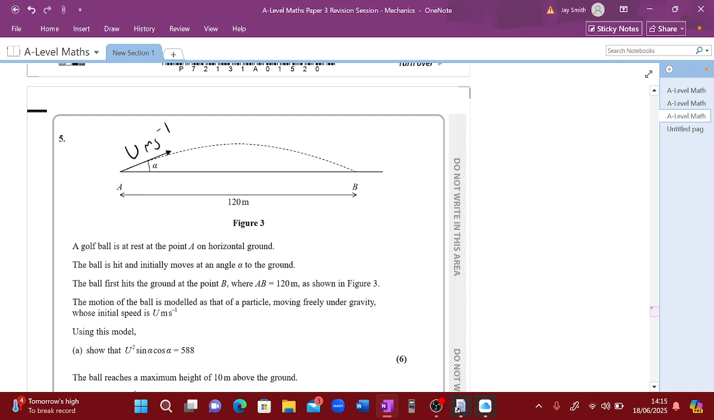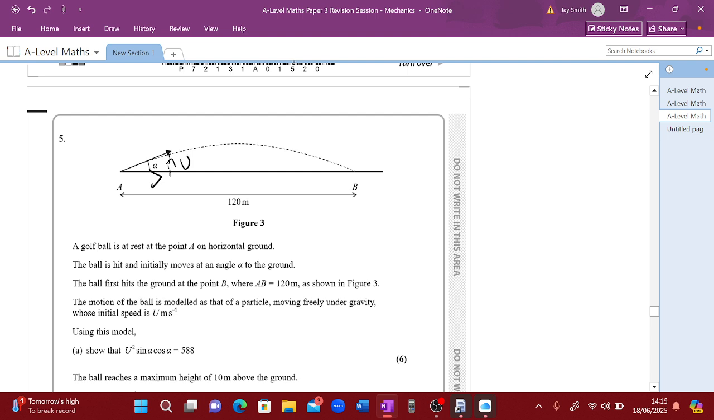Using this model shows something. Okay, so again, like with the force diagrams, what you should always do with these sort of projectile questions is not resolve, but use all the information you can get. What happens in these questions is it's moving in two directions, so we can resolve the speed parallel and perpendicular.